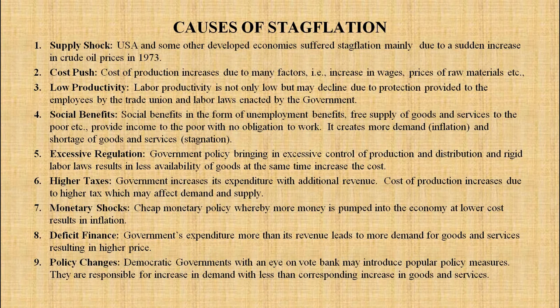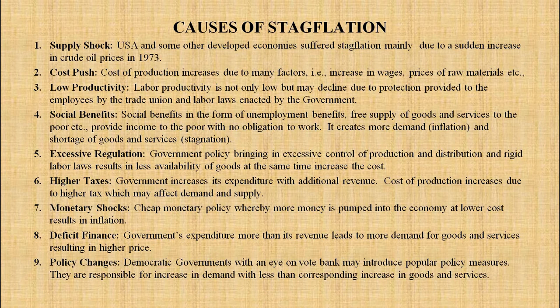Cost of production increases due to many factors, that is increase in wages, prices of raw materials, etc. Then low productivity. Low labor productivity is not only low, but it may decline due to the protection provided to the employees by the trade unions and labor laws enacted by the government. So there is a stagflation.